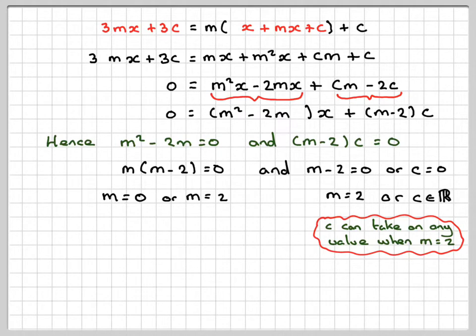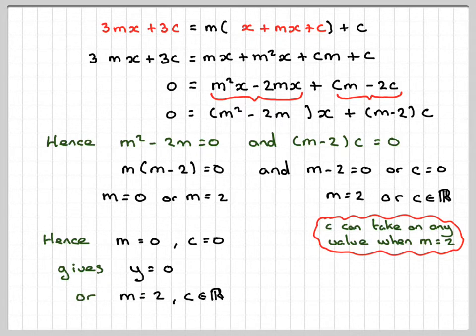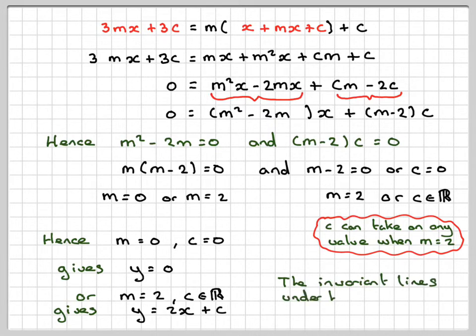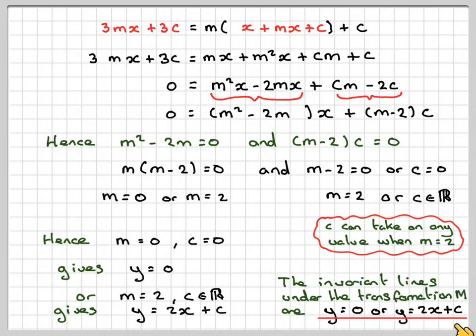Okay, we can now say, hence, m is equal to 0 and c is equal to 0. That gives y is equal to 0, because m and c would have to be equal to 0 in this case, because m is not equal to 2. But when m is equal to 2, our line can become y is equal to 2x plus any constant, including 0. It can be any constant. So the invariant lines in this case, under the transformation, are going to be y is 0 or y is equal to 2x plus c.